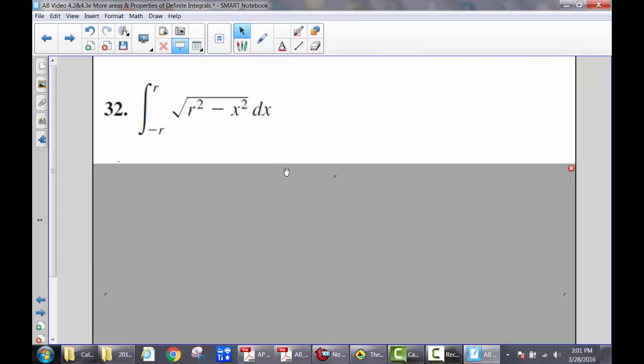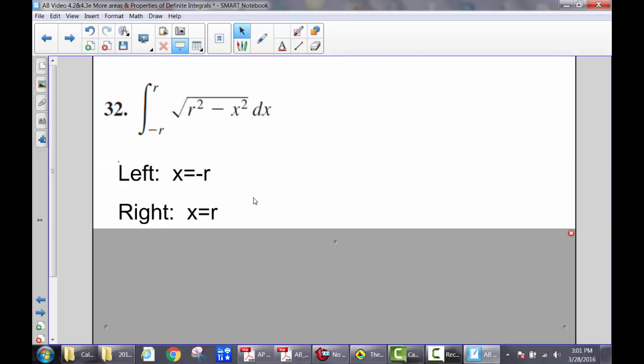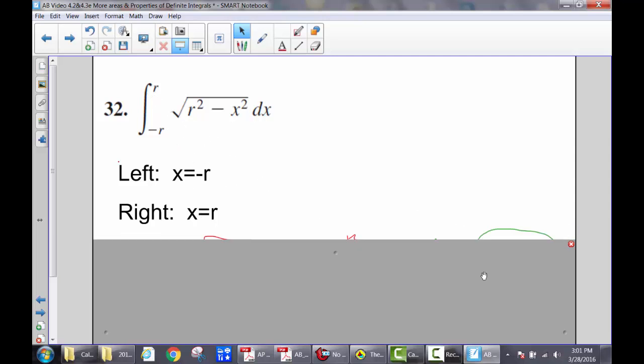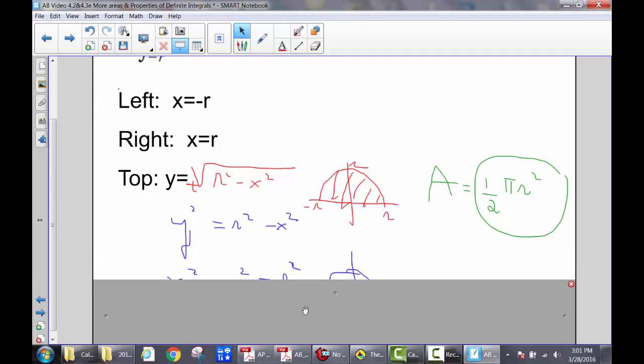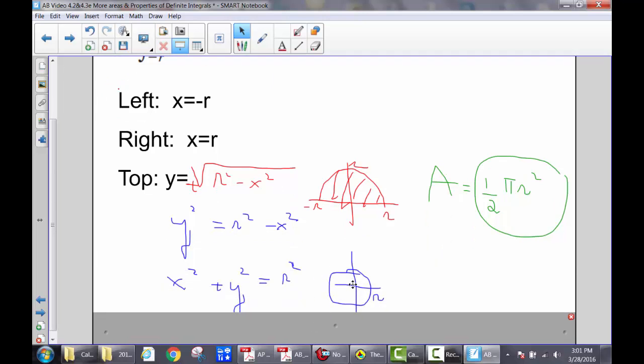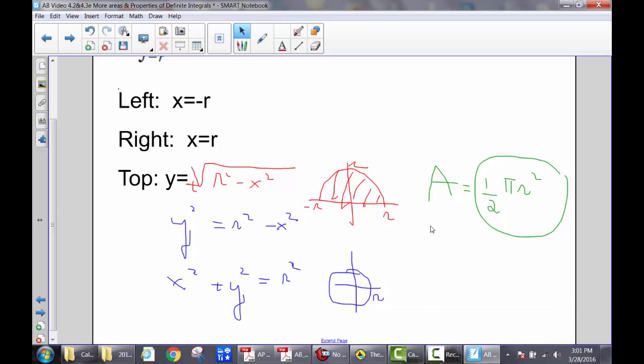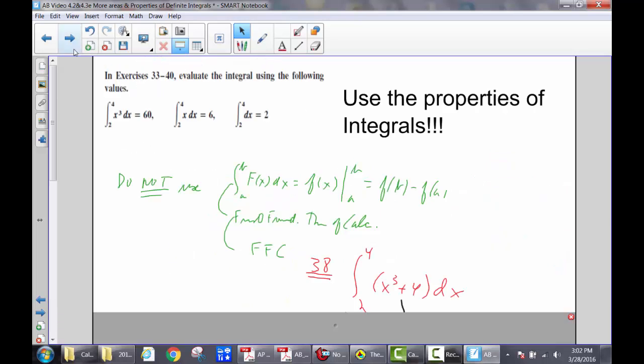And here's another one, same idea. The left is x equals negative r, the right is x equals r. They do tell you r is positive in the directions. Again, it's a half circle because it's y equals the square root of. If you square both sides, you'll get this circle. But anyways, it's going to be only the top half because it's y equals positive the square root of. So again, it's 1/2 of a circle. So the area is 1/2 pi r squared. You don't know what r is, so there's your answer. Not much you can do about it.